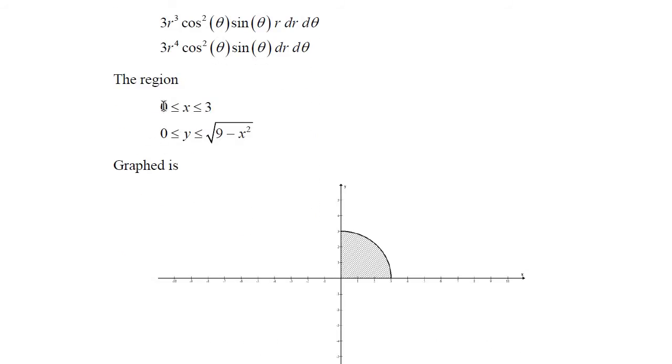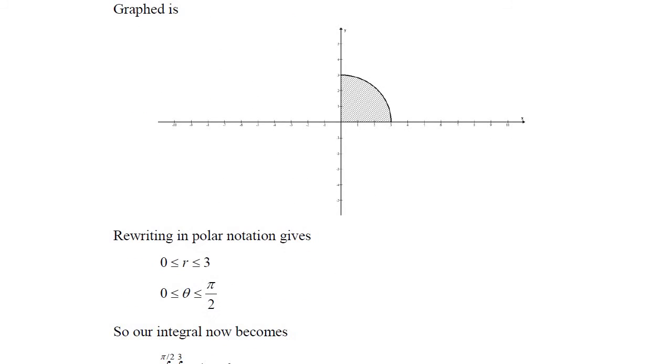That region, which was 0 to 3 along the x, and 0 to the top half of this circle of radius 3, is the graph of that particular region. I need to convert that to polar coordinates. The radius r goes from 0 out to 3, and the angle theta goes from angle 0 up to angle pi over 2.